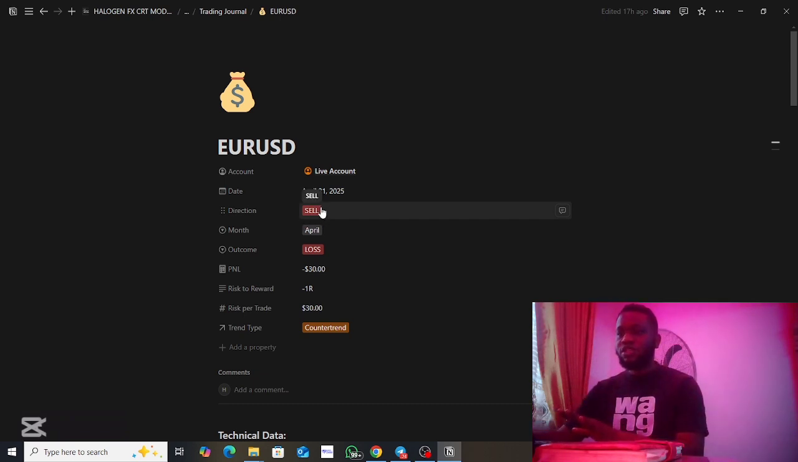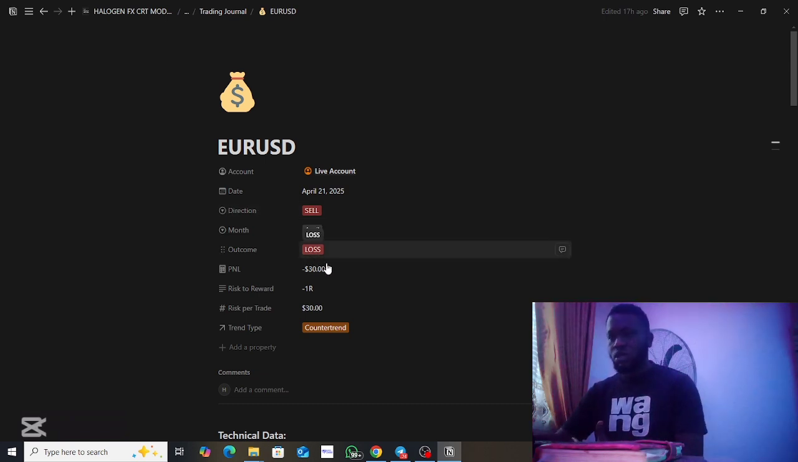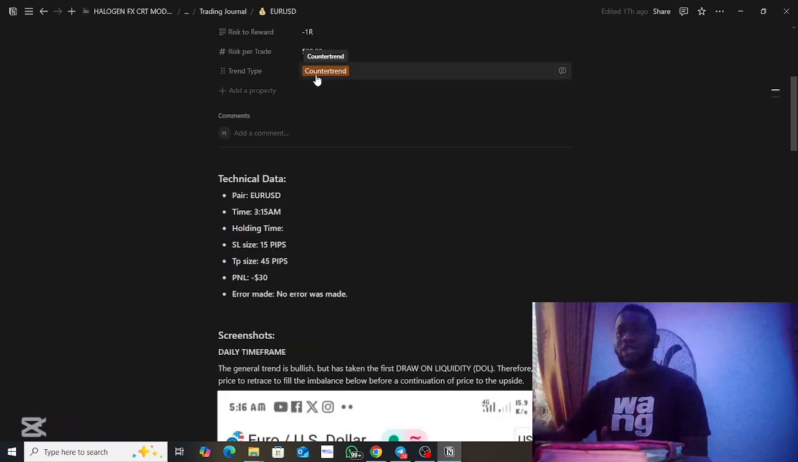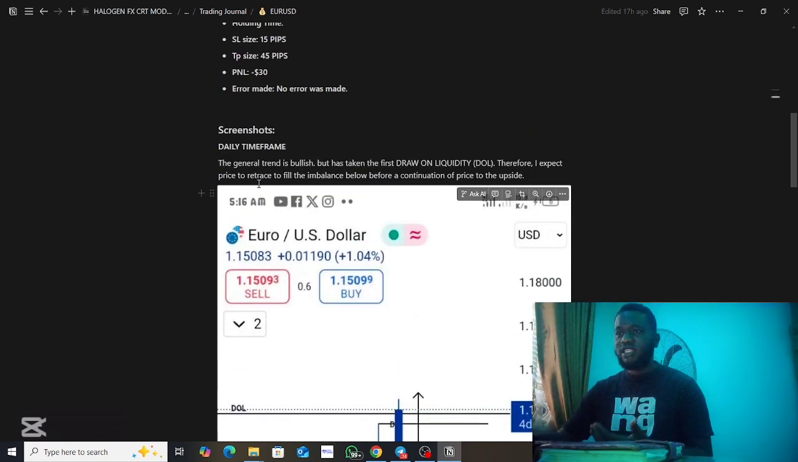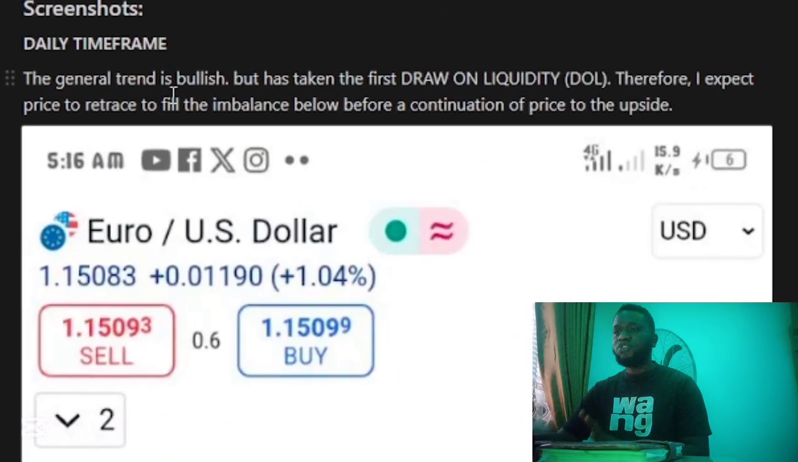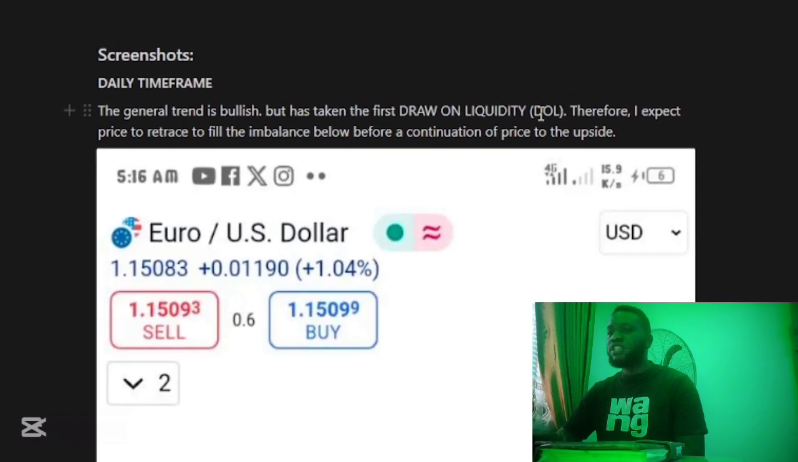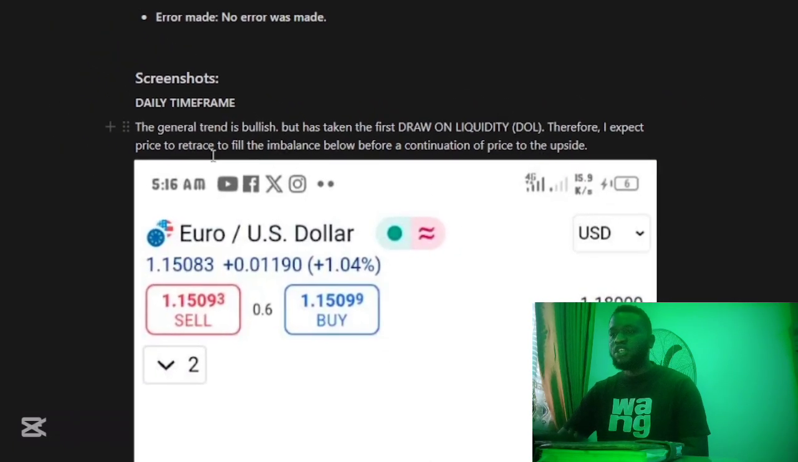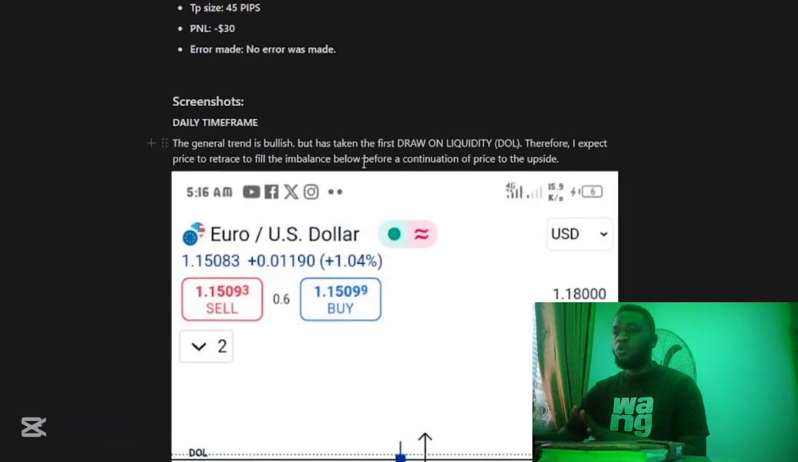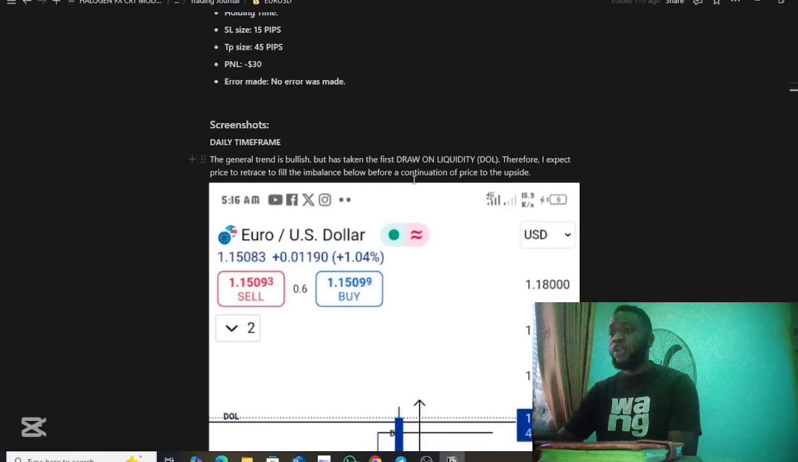You can see the direction for this trade was sell, and it turned out to be a loss. Now, do you understand? You can see it is actually a counter trend, because I'm going against the trend, but with a reason backed with it. So look at the screenshot. As I said, the general trend is bullish, but has taken the first draw on liquidity. Therefore, I expect price to retrace to fill the imbalance below before a continuation of price to the upside.